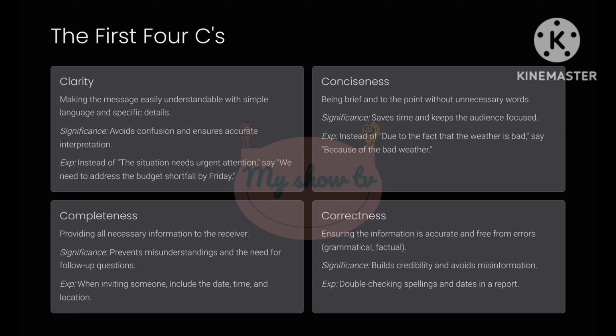Finally, we have correctness. This means ensuring that the information you are communicating is accurate and free from errors. This includes grammatical errors, spelling mistakes, factual inaccuracies, and incorrect figures. The significance of correctness is that it builds your credibility as a communicator and prevents the spread of misinformation, which can have negative consequences depending on the situation. For example, in a written report, it's crucial to double-check all spellings, dates, and data to ensure they are correct.